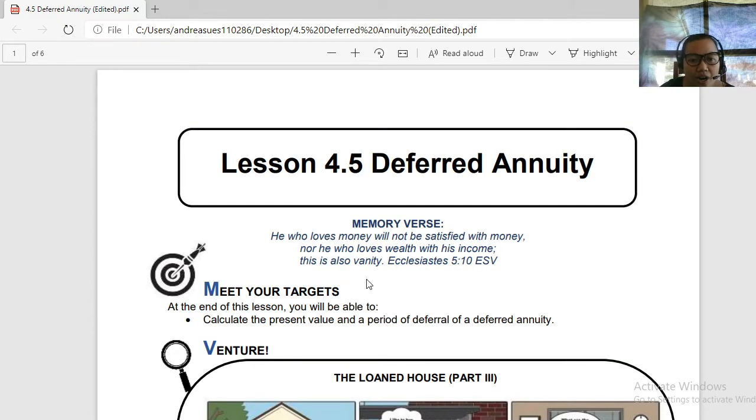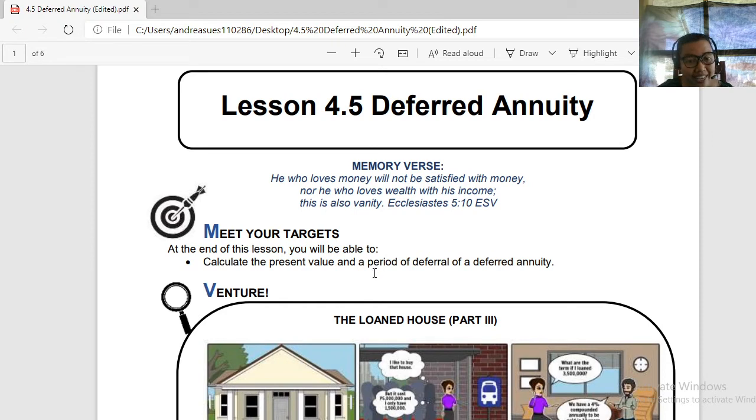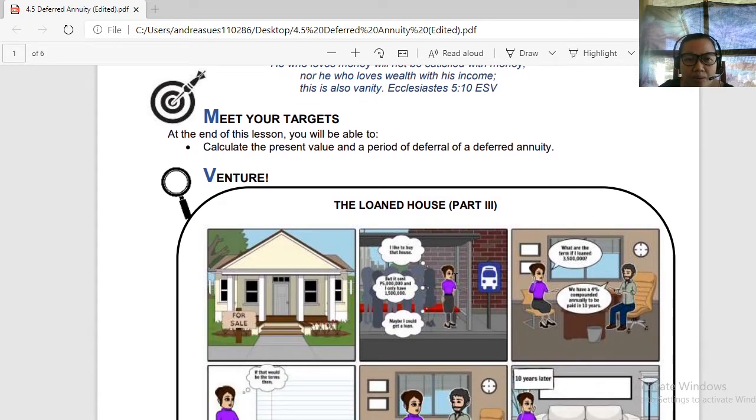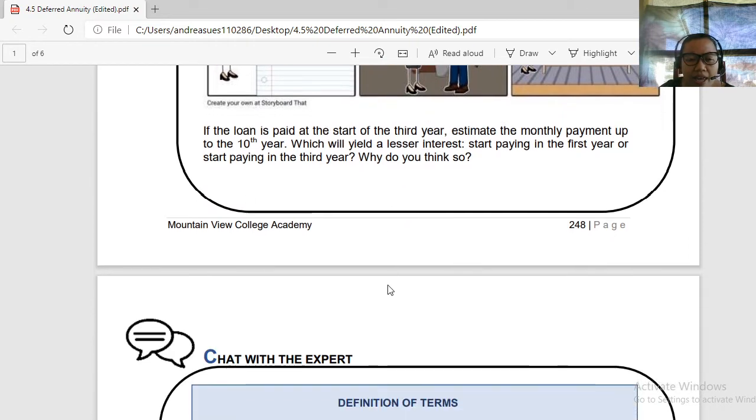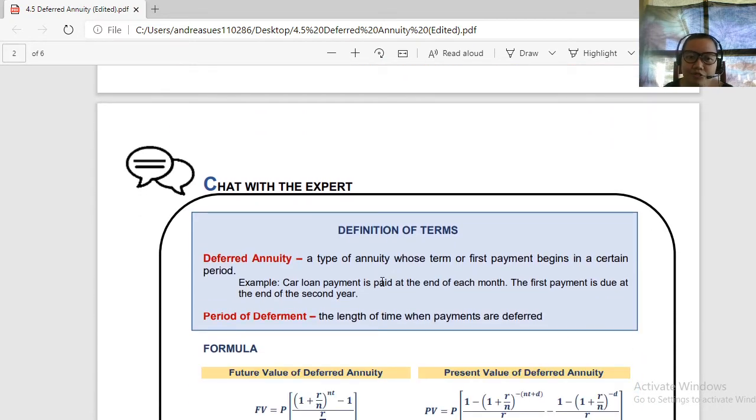All right, our target for today is this. Calculate the present value and the period of deferral of a deferred annuity. So here we have an example, the loaned house part 3. So you just read this one, and then let's define deferred annuity.